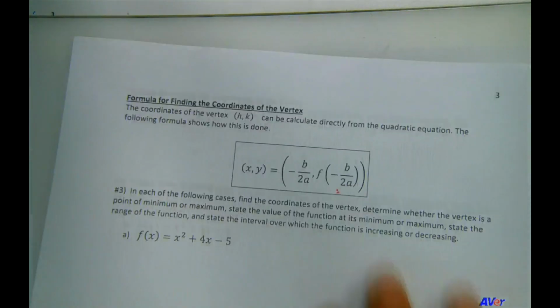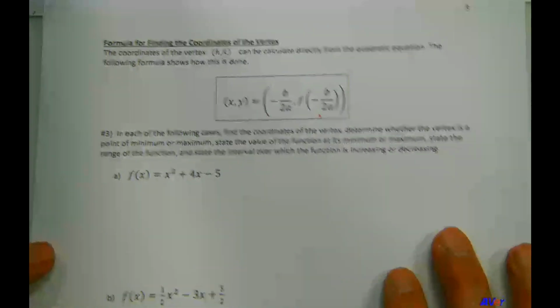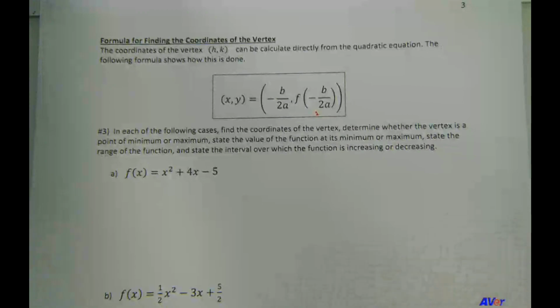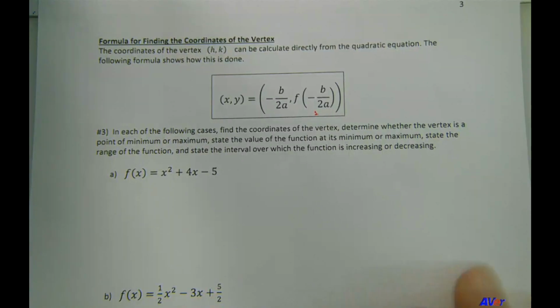Next, we will look at the formula for finding the coordinates of the vertex. So far, what did we do in the previous examples? We used the completing the square method to rewrite the quadratic function in a different format, and this format in which we wrote the original quadratic equation could tell us the coordinates of the vertex immediately, right? We could clearly see the coordinates right there.